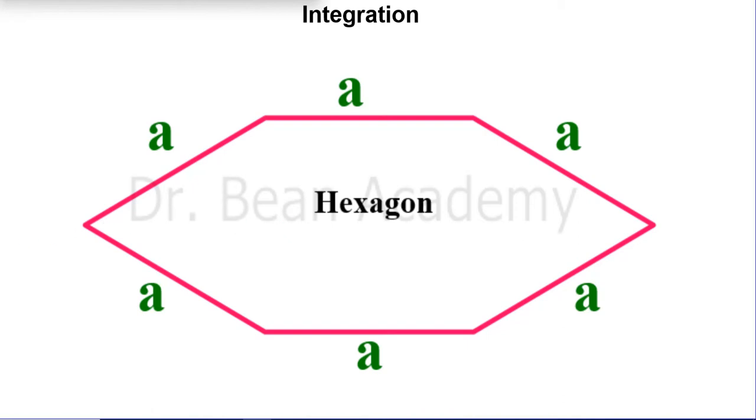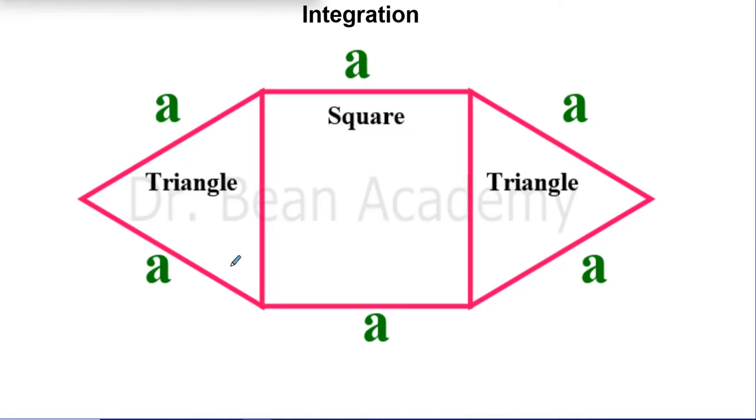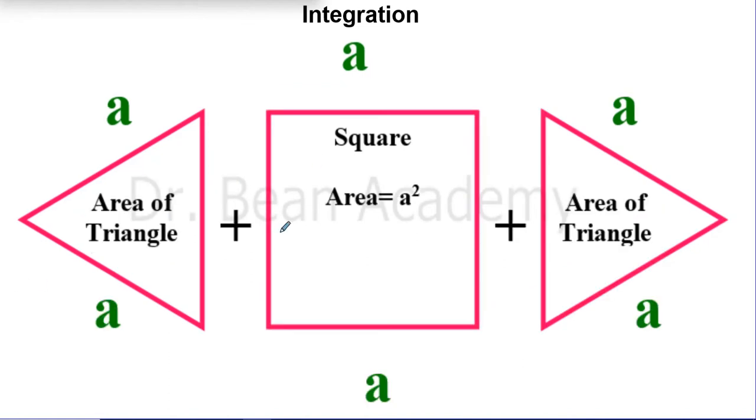And do you know how? Let me show you. I can draw a perpendicular here and one perpendicular here. So I have divided this hexagon into three basic shapes, two triangles and one square. And I already know how to find the area of a triangle and a square, and I can find their relevant areas, and then I will add those areas to find the area of this whole hexagon. So this is how I will do that.